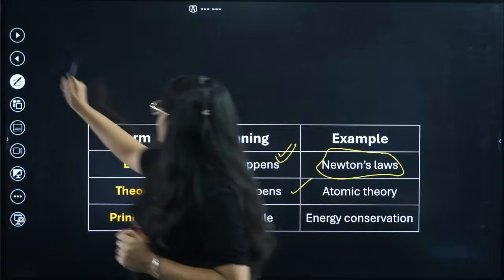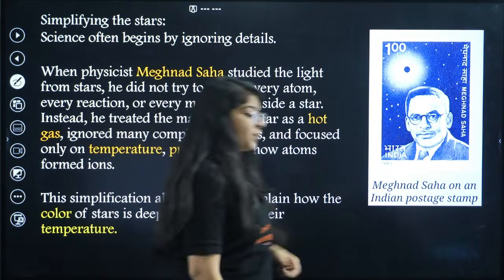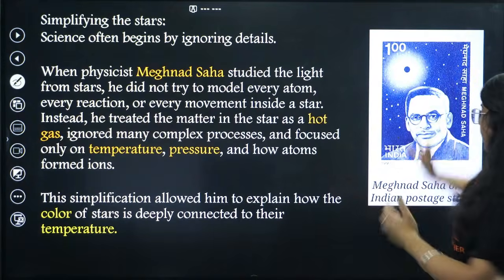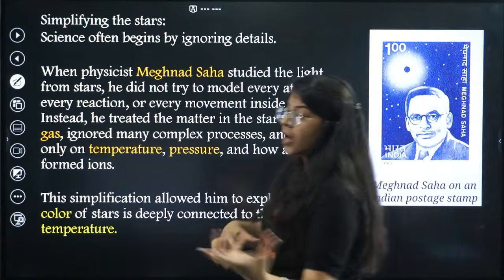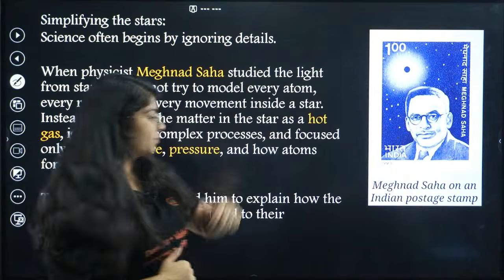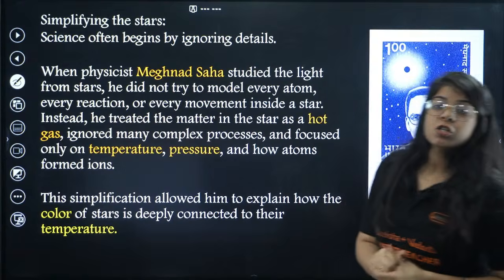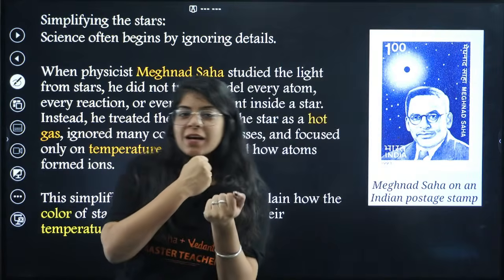Now moving on to the very good thing. See, I'll tell you about a scientist. There was this scientist, Meghnad Saha. He got his photo on India's postage stamp, right? Why exactly? Because he studied stars and he simplified those stars.